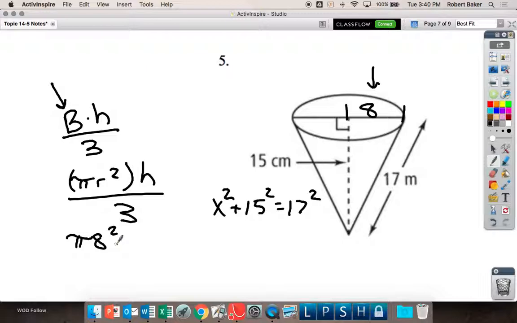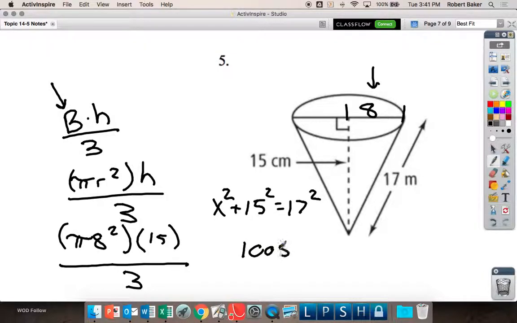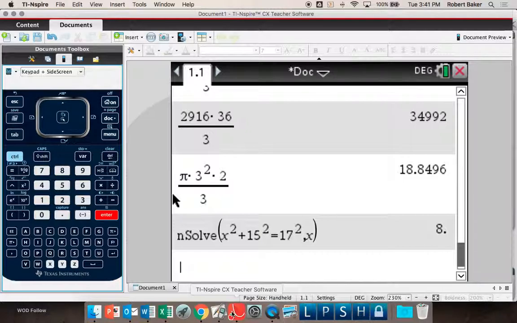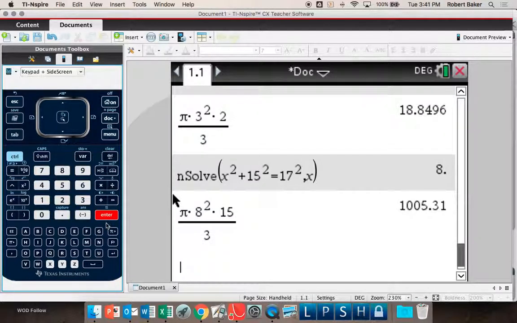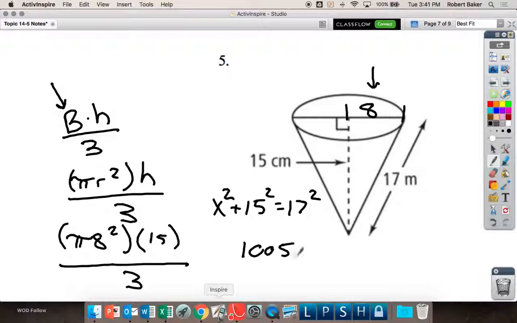It's 15, and just don't be confused on which height to use. Pi r squared times the height of the cone, divided by 3. Let's try it. Pi r squared times the height divided by 3. 1005.31 cubic meters.